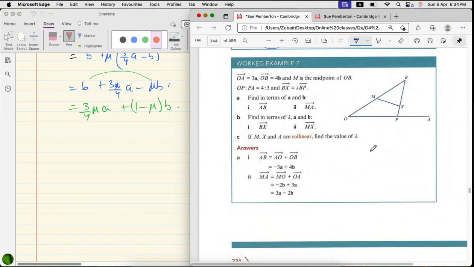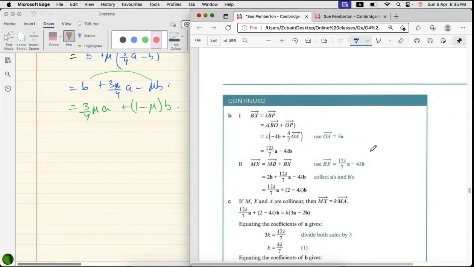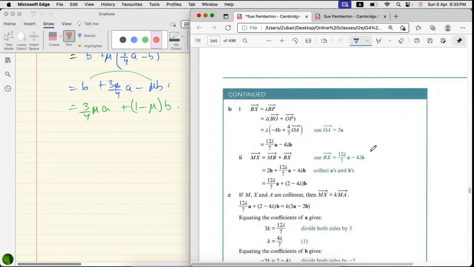So AI part would be 4b minus 3a, then II would be, no, 3a minus 2b. Yeah, that's right, in any order. And then part B would be 4b plus lambda, 12 over 7 a minus 4b, and that was in brackets. That's right.